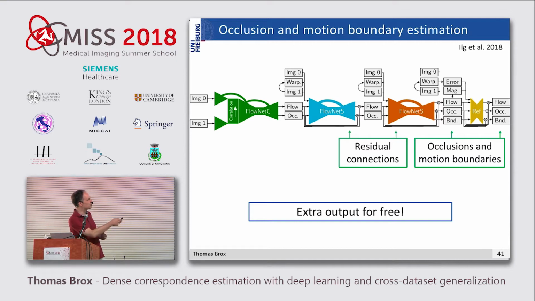And the same happens for motion boundaries. So we also produce motion boundaries here, and those can also be useful for some tasks. If you want to have motion-based segmentation, then you can use these motion boundaries for this purpose. So that's what I mentioned: residual connections, and occlusion and motion boundaries. And the nice thing is you get this extra output for free. You don't need a bigger network or do anything fancy. You just produce these extra maps.